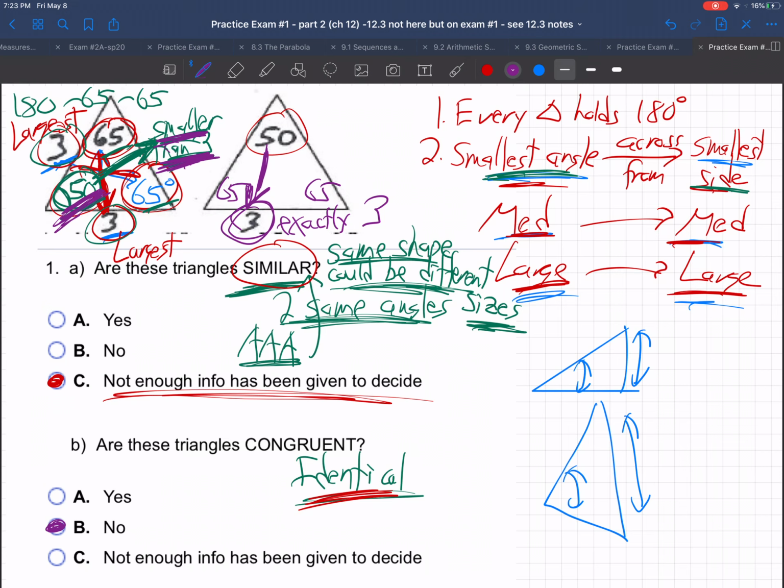We already proved that because that's the smallest angle in that triangle. And across from this 50, we know we have exactly 3. Can't be something smaller than 3. So there's no way they can be identical. No way. We know that for sure. There is enough information to decide that. They are not identical because they do not have the same sides across from the same angles, even if they do have the same angles. Another way you could say it is this one has 3 across from 65. This one has 3 across from 50. So no way they are identical.